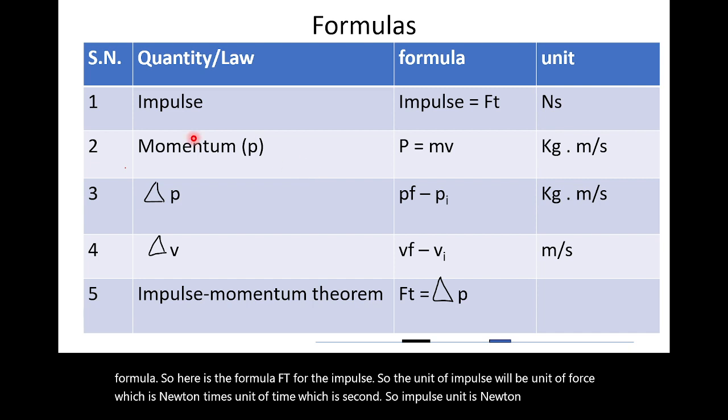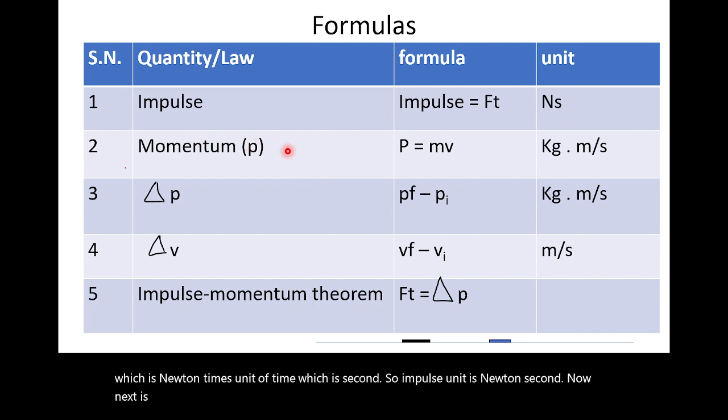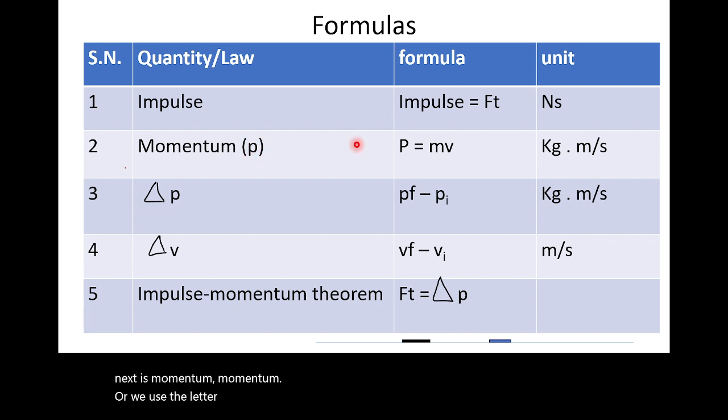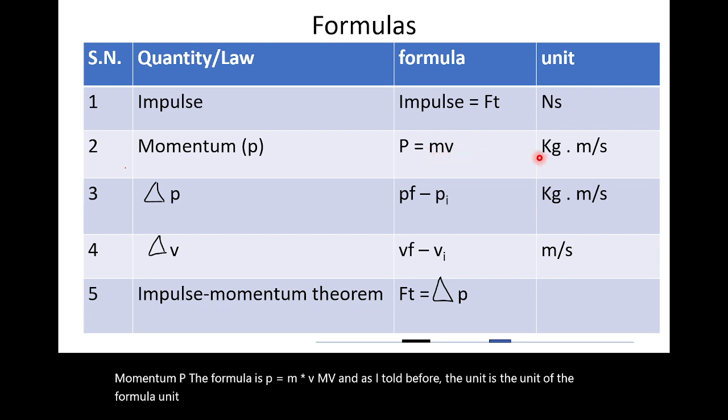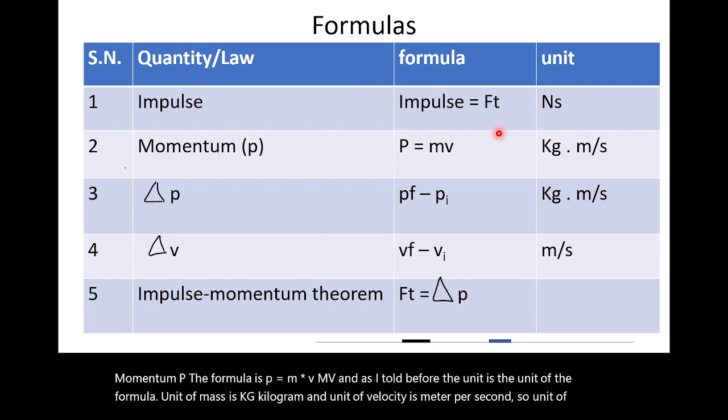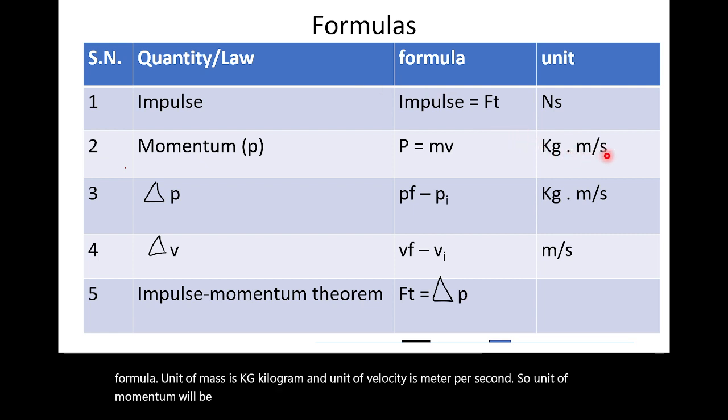Now, next is momentum. Momentum, we use the letter P to show momentum. Momentum P, the formula is P equals M times V, mv. And as I told before, the unit is the unit of the formula. Unit of mass is kg, kilogram, and unit of velocity is meter per second. So unit of momentum will be kg meter per second.